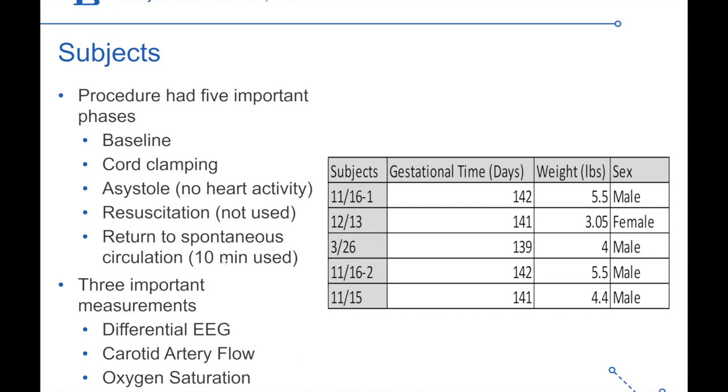The phases of this experiment are: the baseline, which is the control, the initial state; then cord clamping leading to a hypoxic environment; and then the heart stops. That is asystole, which is no heart activity. Then from there to resuscitation. This resuscitation phase was not used because of the movement artifact, and after that the subject returns to spontaneous circulation. That's 10 minutes of data that we used for this analysis. Again, there are 3 measurements: the differential EEG measurement, carotid artery flow, and the oxygen saturation.